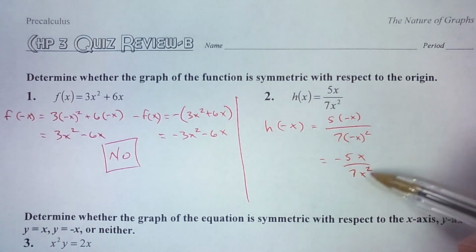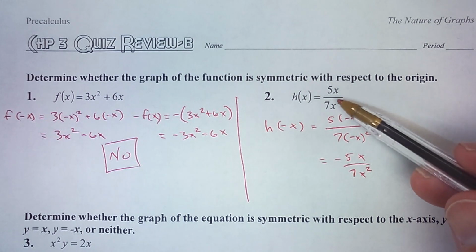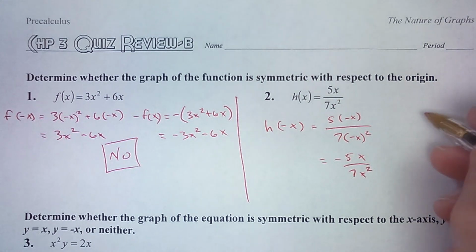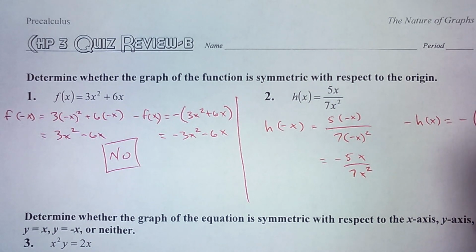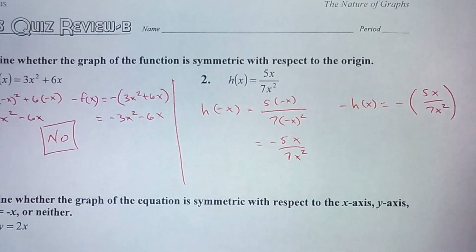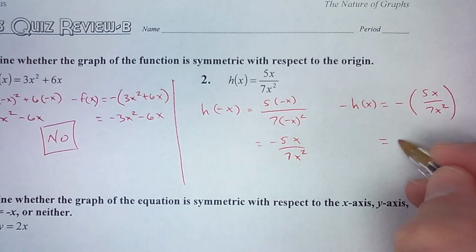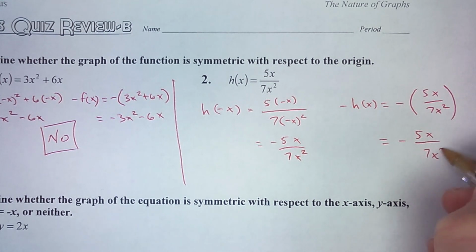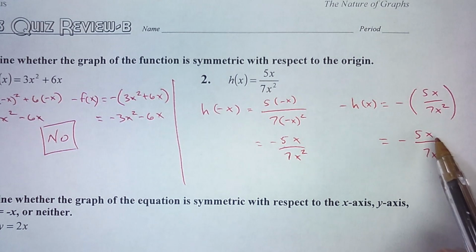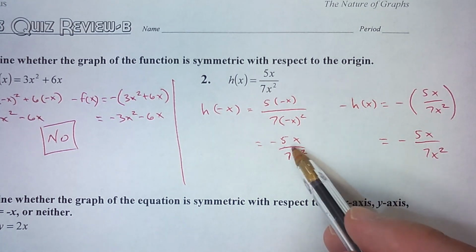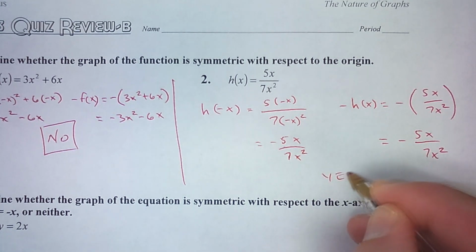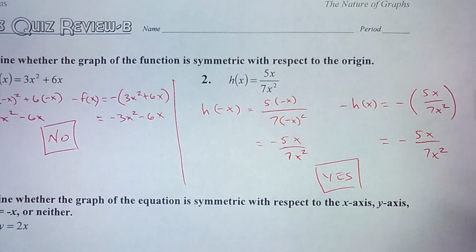This fraction has one negative in it. If the opposite of h of x also has one negative, then they will be the same. So the opposite of h of x is negative 5x over 7x squared. So when I have a negative in front of a fraction, I can put that negative on the top, on the bottom, or in front. Either way, it's all the same. These both have one negative, so that means the fractions are negative, so they're both the same. So yes, this does have symmetry with respect to the origin.